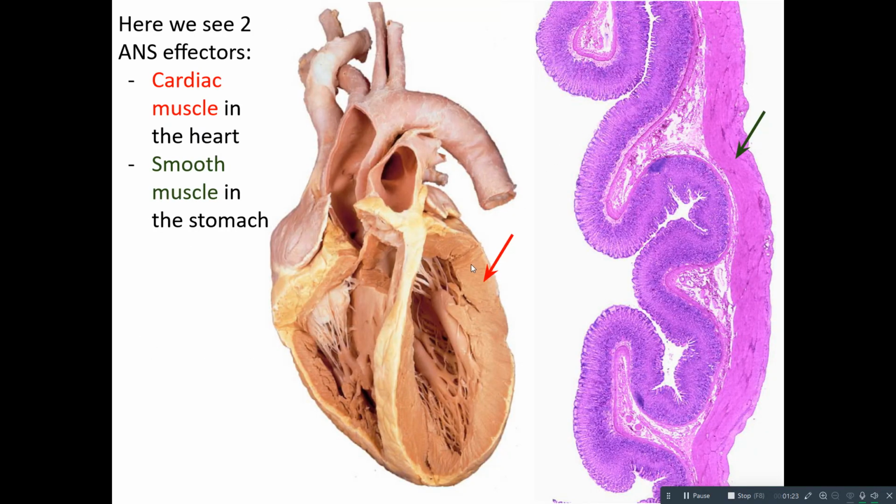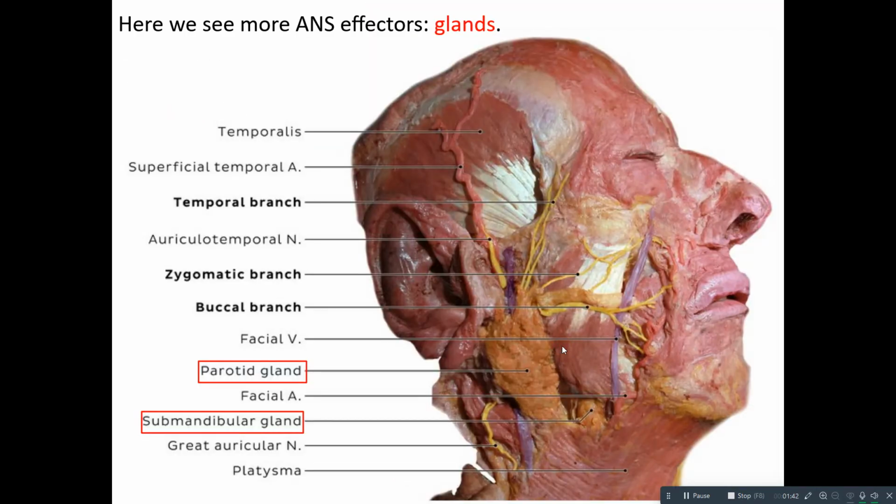So here we see some cardiac muscle in the wall of the heart. Cardiac muscle under the control of the ANS. This is a microscopic view of the wall of the stomach. This is smooth muscle here, also under control of the ANS. Here we got a salivary gland. This is called the parotid gland. Here's another salivary gland called the submandibular gland. These are also under control of the ANS. So cardiac muscle, smooth muscle, and glands.